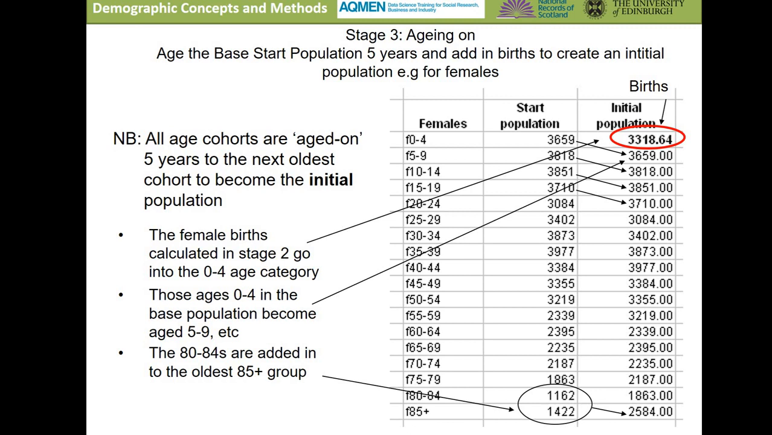For the final age group in our initial population, we're adding together both the population who were aged 80 to 84 in our start population and the population who were aged 85 plus in our start population.